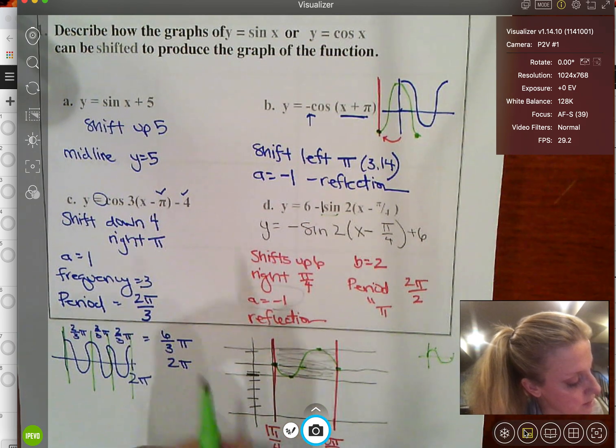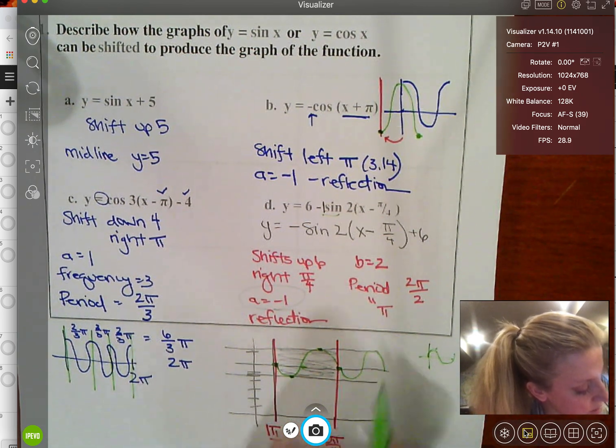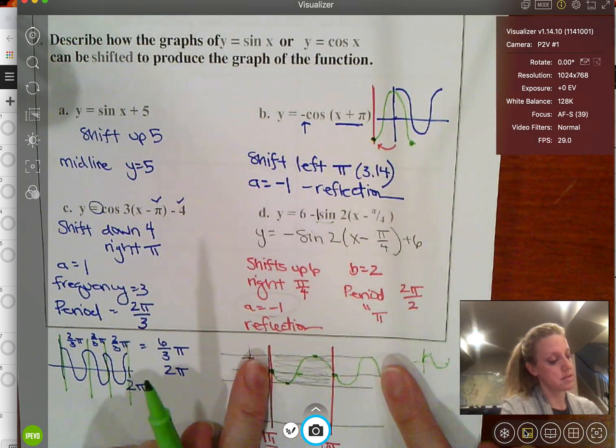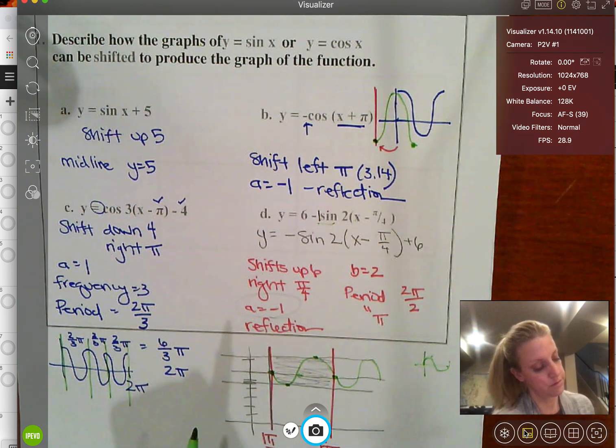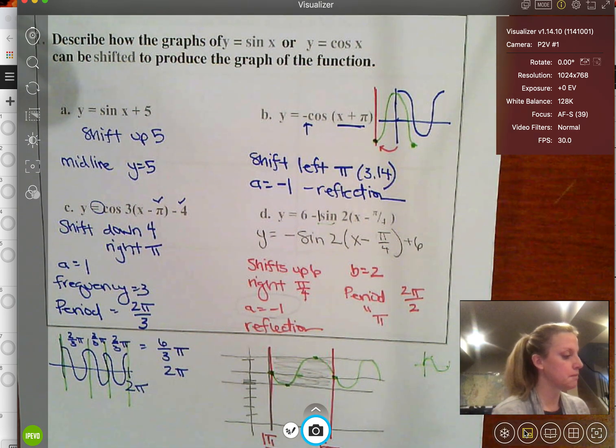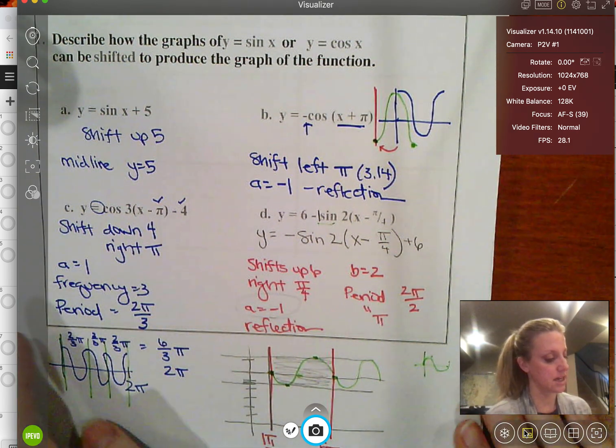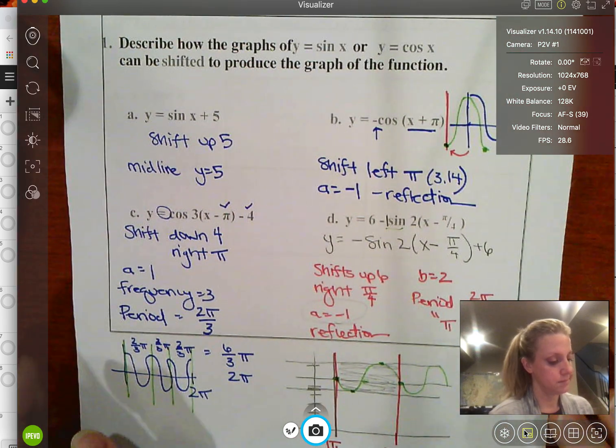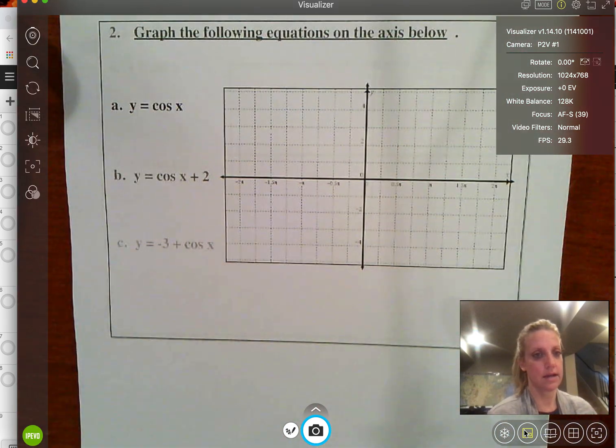So that would be 1 cycle, and then we will have another cycle again, because in 2 pi, it will go through twice. But we will practice that a lot. That was meant to be a sketch. I got a little more thorough than I cared to here.